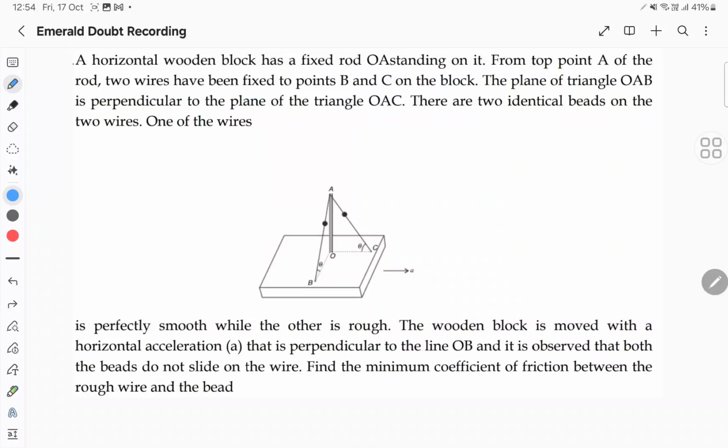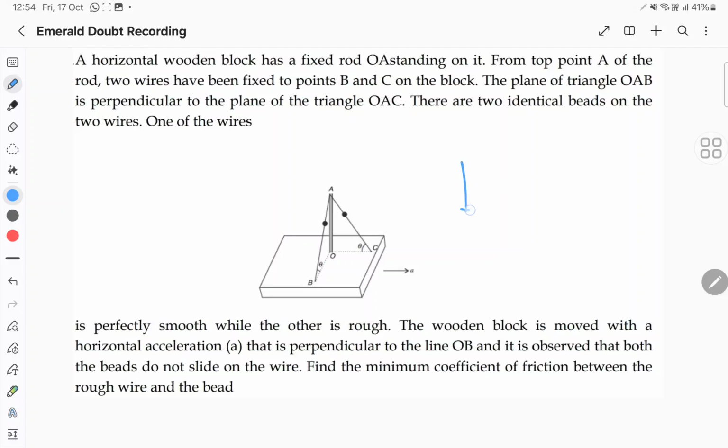The wooden block is moved with a horizontal acceleration a that is perpendicular to the line OB. That is again given in the diagram. The acceleration is that way. And it is observed that both the beads do not slide on the wire. So one is not sliding because of friction, and the other without friction is not sliding. Is that possible? Yes, very much possible.